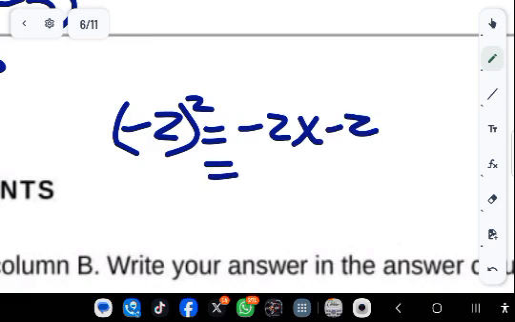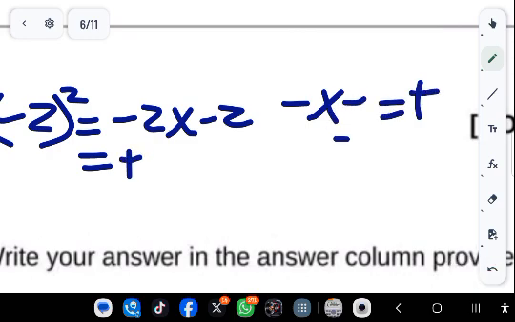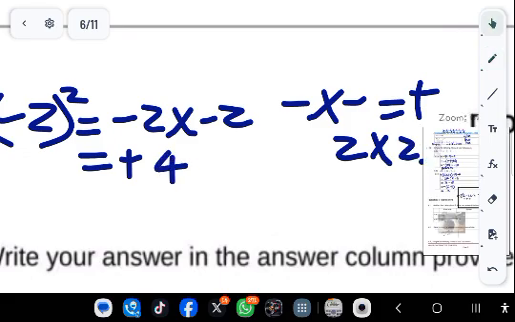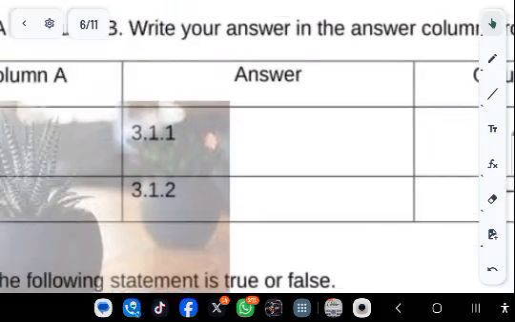When we multiply, we must start with the signs. Negative times negative is positive, so that will be positive. 2 times 2 is 4, so that will be positive 4. Alright, so definitely this one matches.